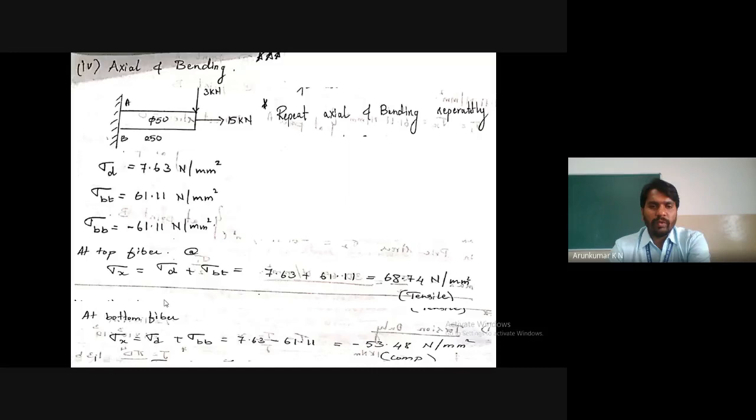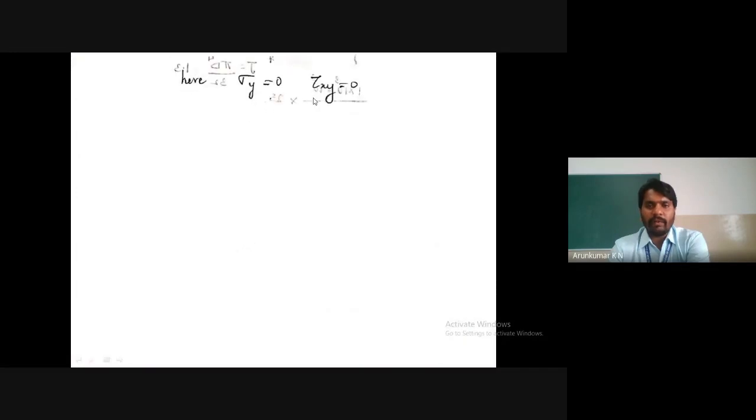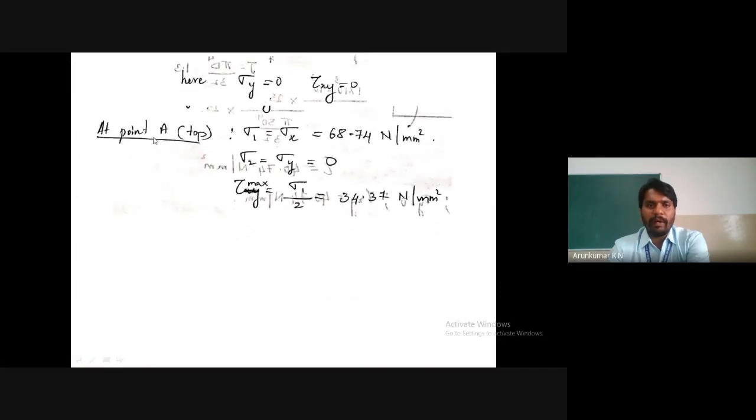Add those two. So we get sigma x, because both direct stress and bending stress will be developed along the x-axis. So x will be the combination of these two. So sigma x at point A and point B. Sigma y is 0, tau of xy is 0. So at point A, because these two stresses are 0 and only sigma x is present, it is uniaxial stress. For uniaxial, you refer to the data in the book, where sigma 1 is equal to sigma x, sigma 2 is sigma y, that is 0, and tau maximum is sigma 1 by 2.